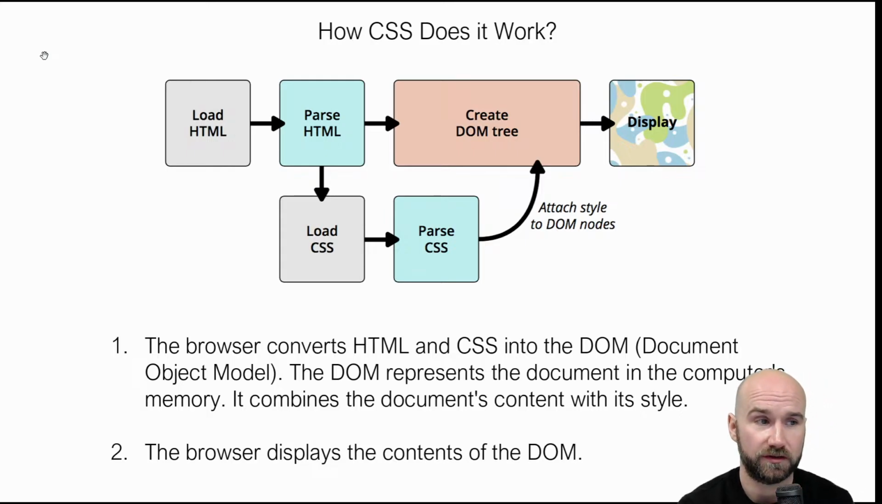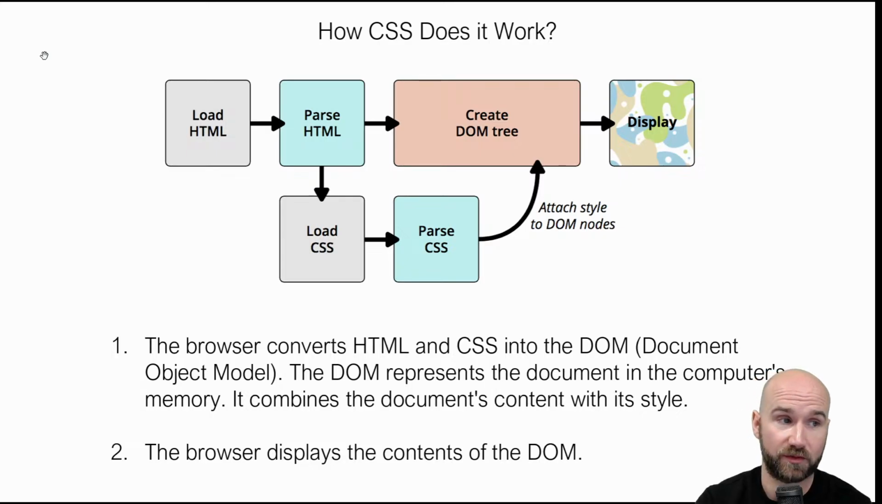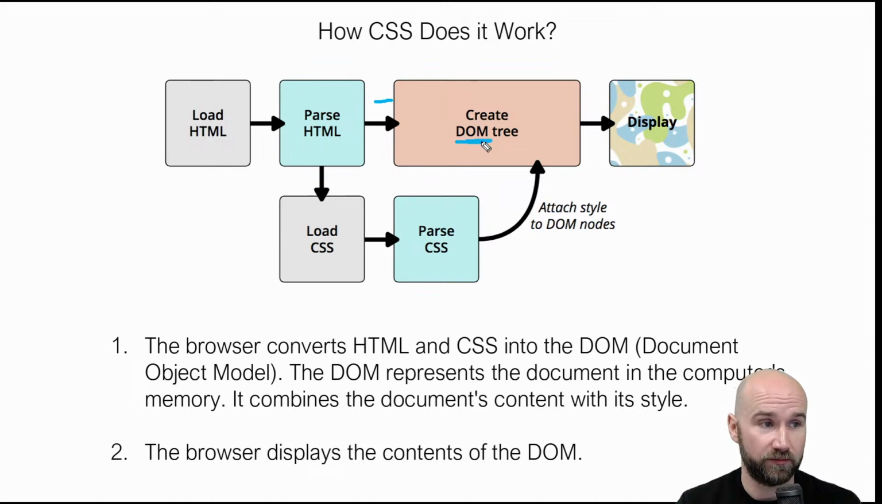So typically it's a known workflow, or I guess state diagram, to see how CSS actually does work. The first thing that happens is we load the HTML, we parse the HTML, and at the same time we're loading the CSS as well. But what happens when we parse the HTML is we create something called the DOM, Document Object Model. And that's what we're interacting with when we go into DevTools. We're interacting with the DOM at that time, like we would have done last week. So the DOM represents the document inside of the browser, inside of the computer's memory. And the CSS is parsed separately and then the styles are attached to the DOM nodes. And then the browser displays the contents of the document object model, or the DOM.